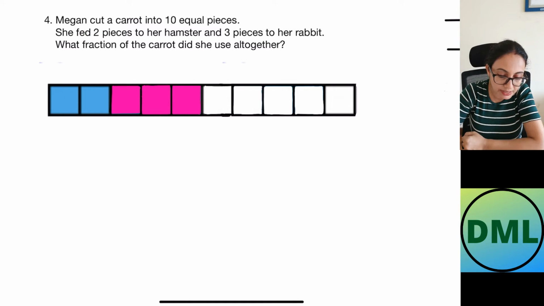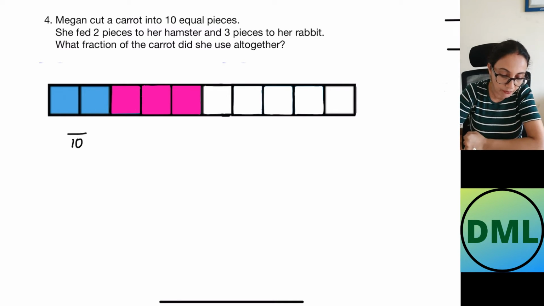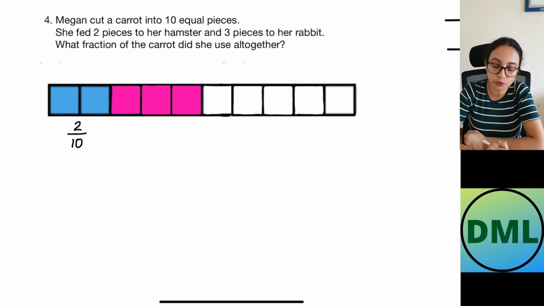She fed 2 pieces to her hamster. As you can see, I have shaded 2 parts blue, which she fed to the hamster. Now I need to write this in the form of a fraction. What should I write? How many total parts? 10 parts, right? Should 10 be written in the numerator or denominator? Denominator, right? So I will write down 10 in the denominator. Now what should I write in the numerator? 2, right? Because she fed 2 pieces to the hamster. So this will be written as 2 by 10. That means 2 by 10 of the carrot she fed to the hamster.